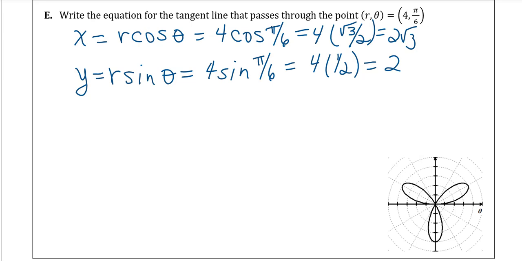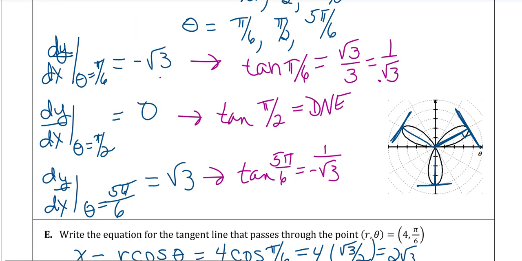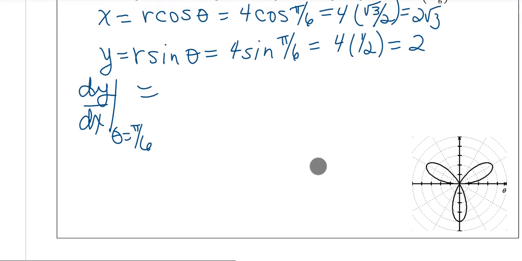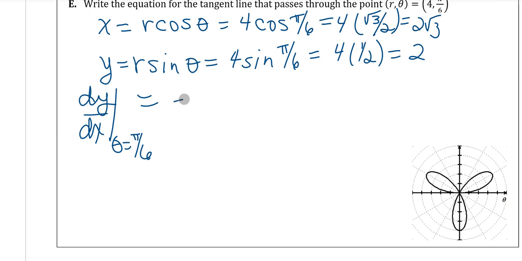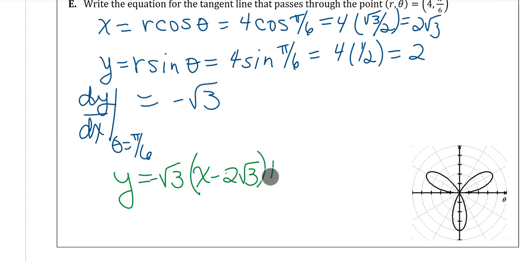And so I already know the slope, my dy/dx at theta equal to pi over 6, we found that in the last part, is going to be negative square root of 3. So I can write my equation. So y is going to equal negative square root of 3 times x minus 2 times the square root of 3, plus 2.